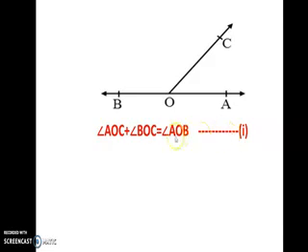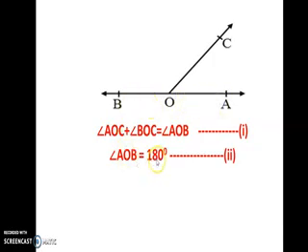Now tell me, what is the measure of the angle AOB? Yes, that is 180 degrees. Why? Because AB is a straight line. So AOB is an angle formed on a straight line, isn't it? The angle of a straight line is 180 degrees. Therefore, angle AOB is equal to 180 degrees. Let it be equation number 2.